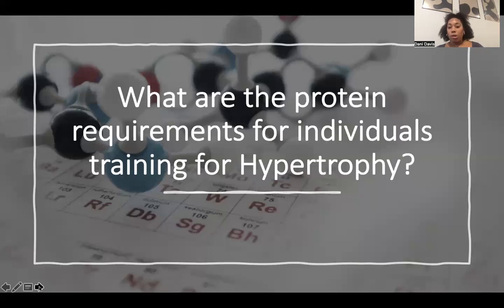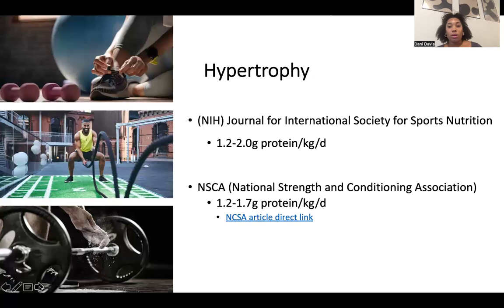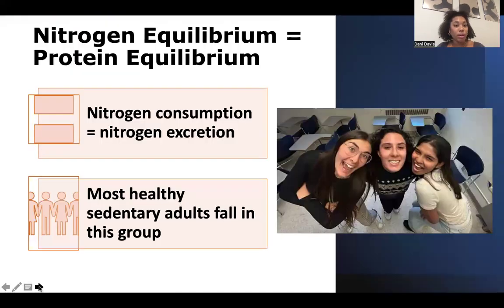So what are the protein requirements for individuals training for hypertrophy? The Journal of the International Society of Sports Nutrition says 1.2 to 2 grams of protein per kilogram of body weight per day. However, the National Strength and Conditioning Association has 1.2 to 1.7 grams of protein per kilogram per day. Now nitrogen equilibrium, or protein equilibrium: nitrogen consumption equals nitrogen excretion. Most healthy sedentary adults fall in this group.